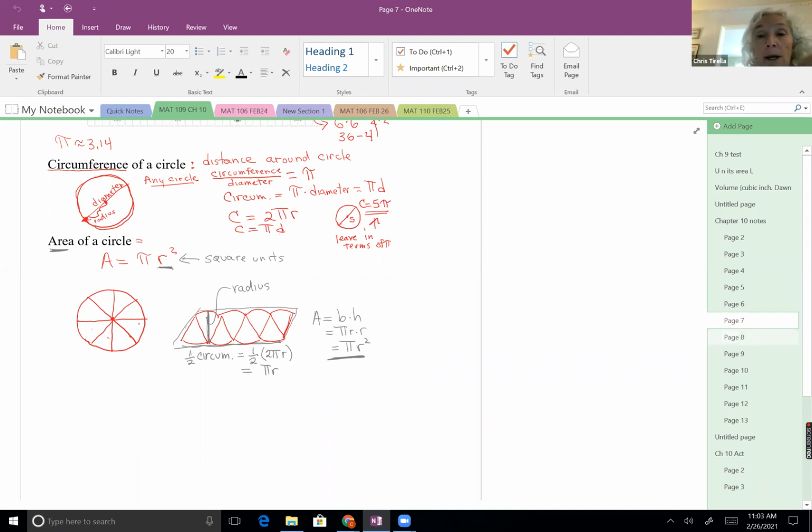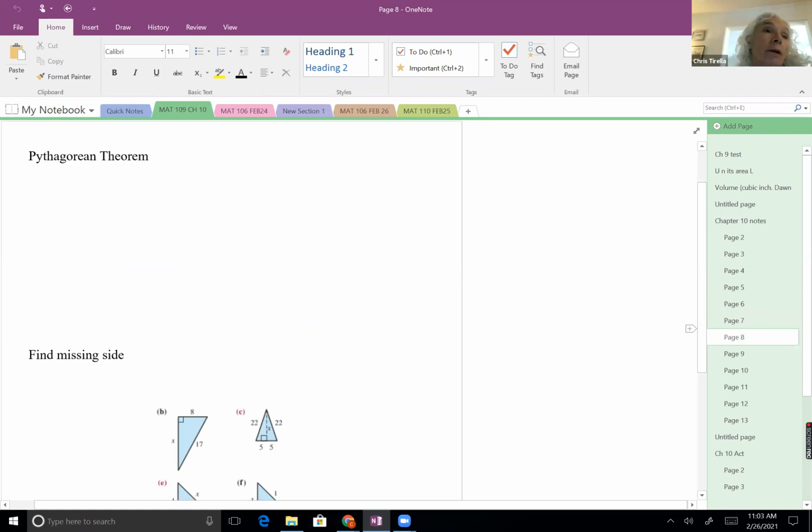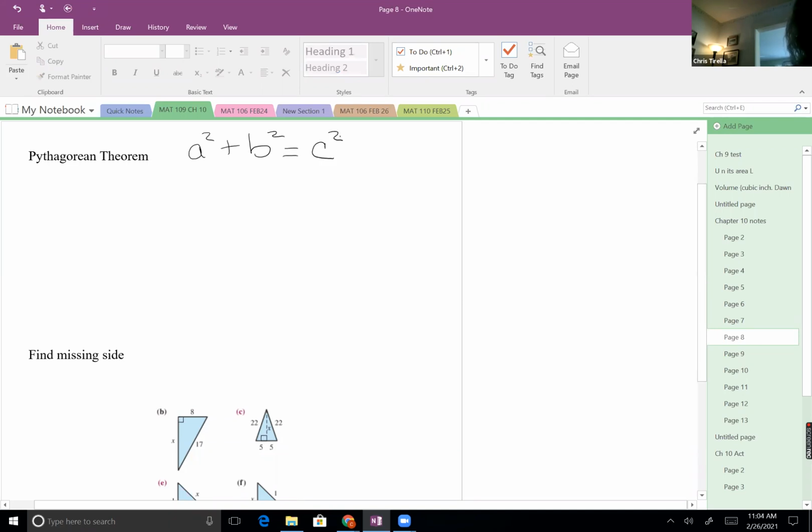And the next thing that we'll look at is the Pythagorean theorem. Have you folks heard of the Pythagorean theorem? Yes. What's it say? I know the formula. Tell me the formula, hon. a squared plus b squared equals c squared. Beautiful. So I think everybody's familiar with the formula a squared plus b squared equals c squared.